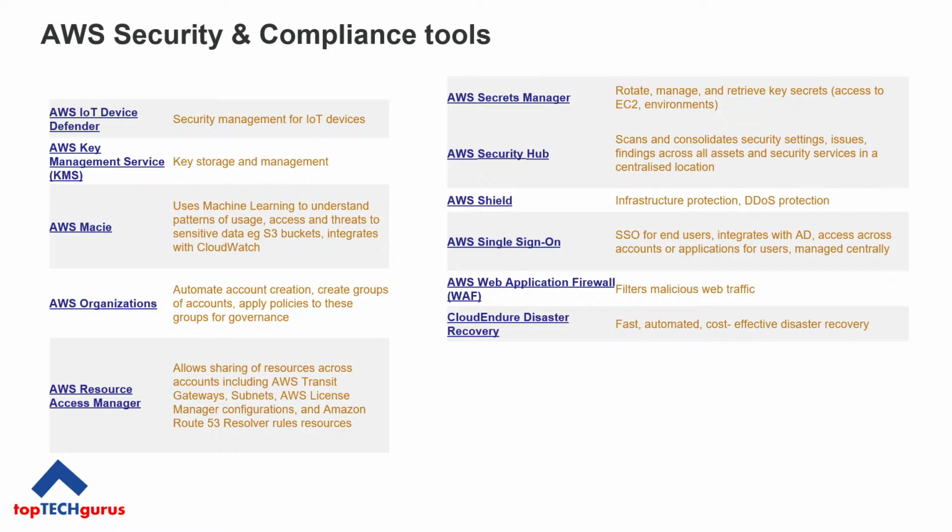AWS Macie, this is another thing I have not used, but it integrates with CloudWatch, and it also understands patterns of usage. So if somebody uses certain things a certain way and suddenly that changes, AWS notices that, and based on its machine learning logic, it provides a notification to us.